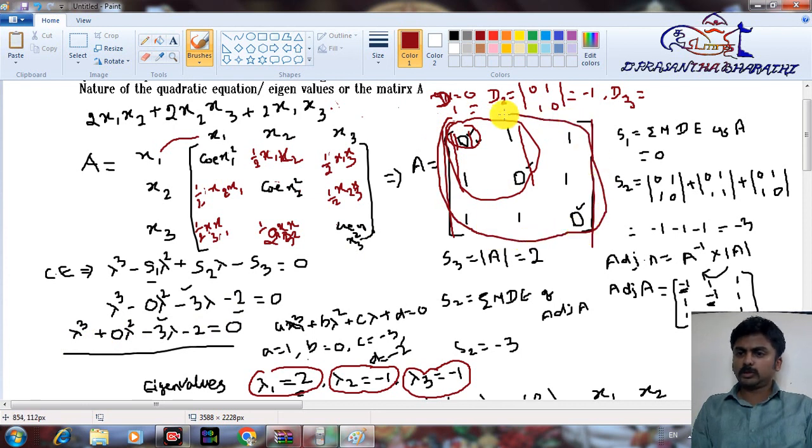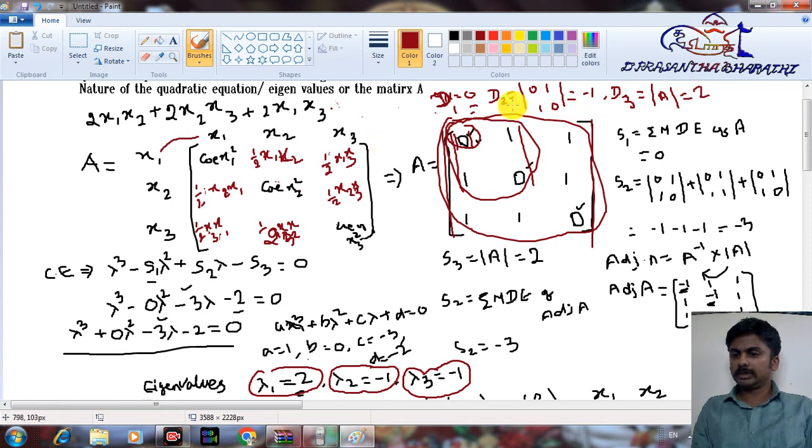In this whole thing. Okay. So we know that determinant is nothing but S3. Our S3 is, what is our determinant of A? Our S3, that is equal to 2.